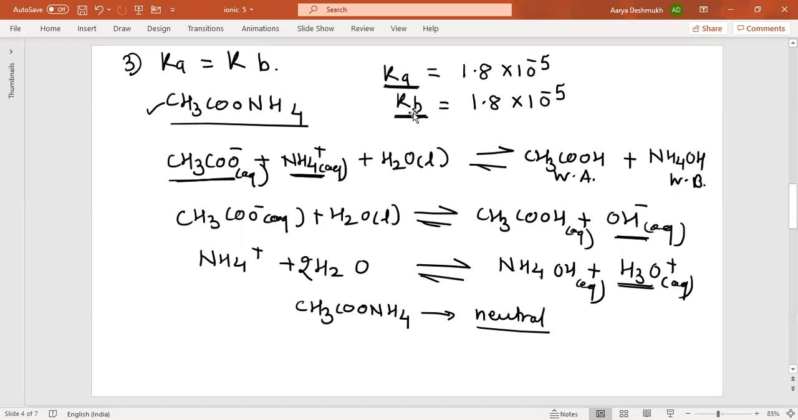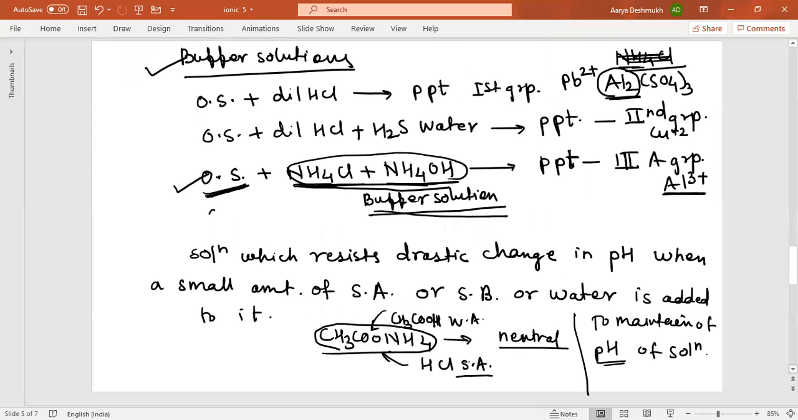This is especially for the salts of weak acid and weak base. Now the next point we can talk about is buffer solutions.